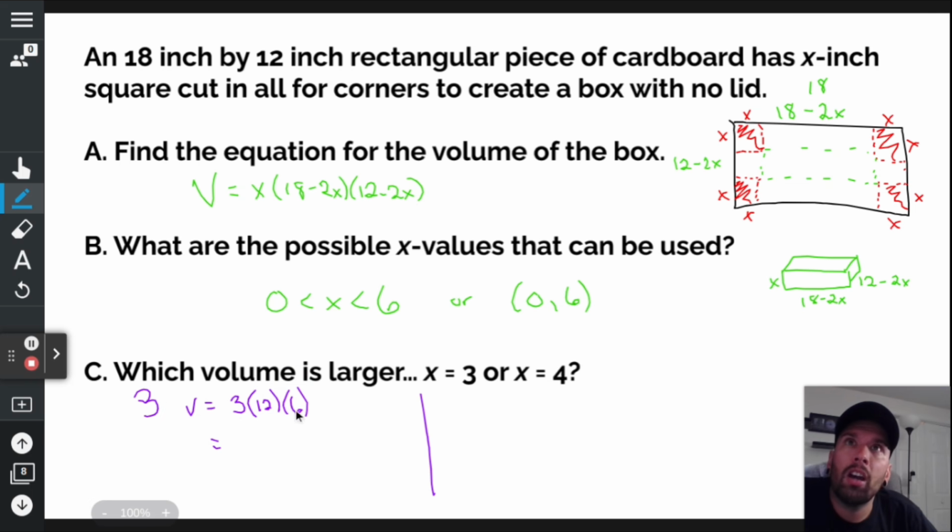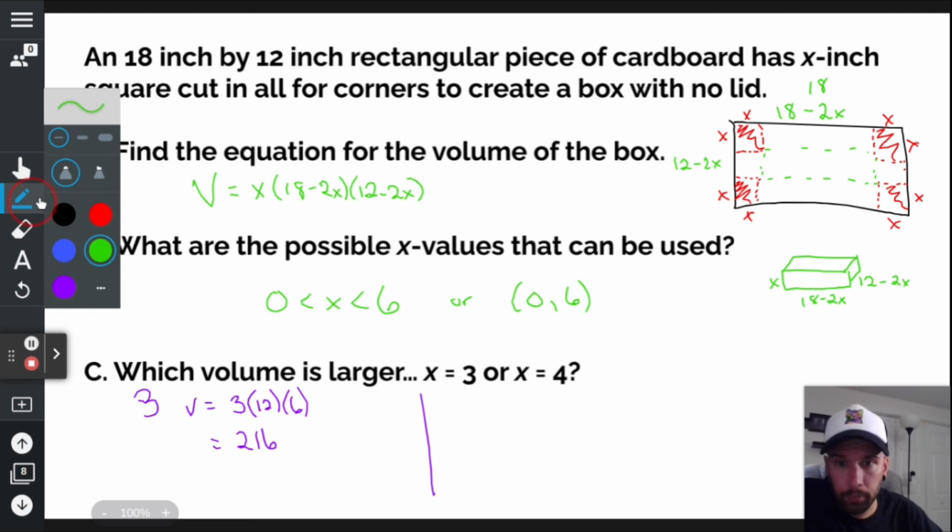So 18 times 12 is... 18 times 12... it's 216. That's when x was 3. What about if x is 4?